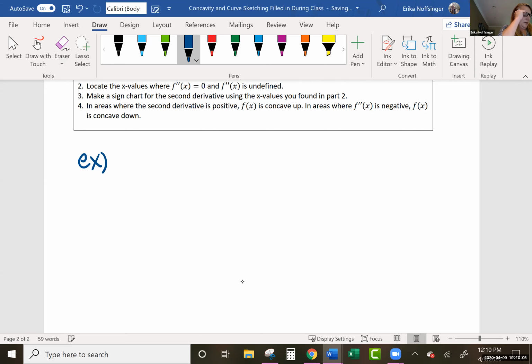Okay, so let me pull an example. Define coordinates of local and absolute extreme and inflection points, graph the function.